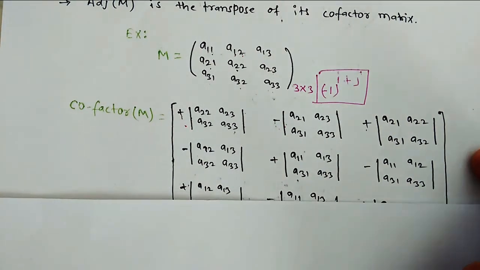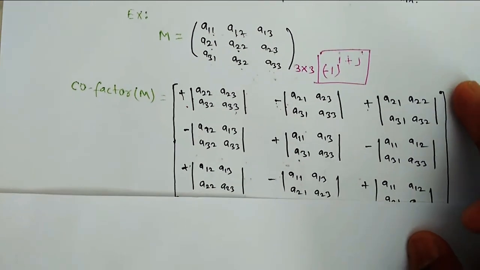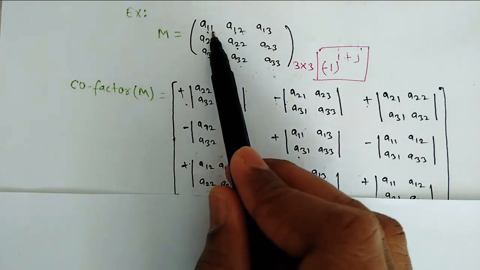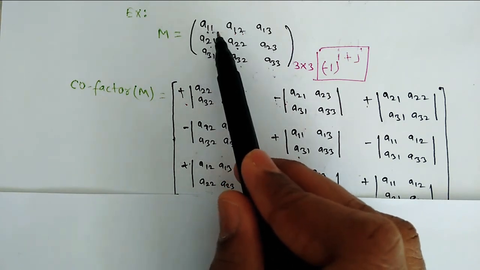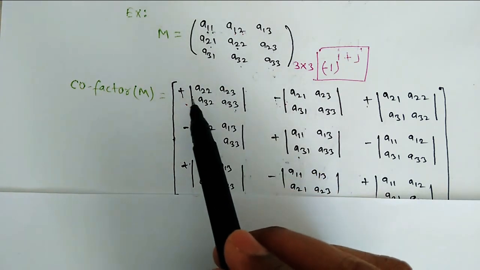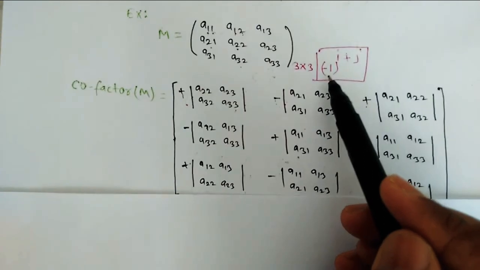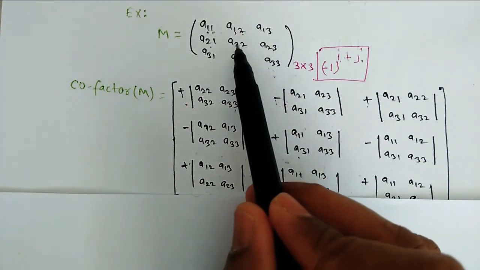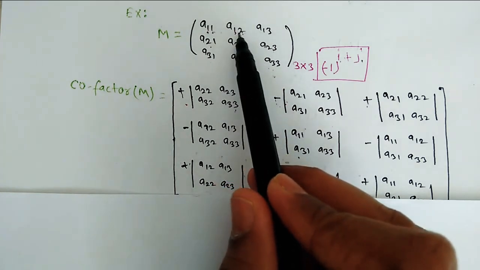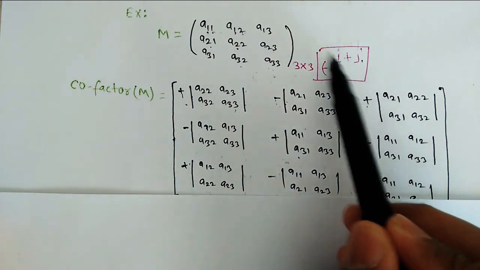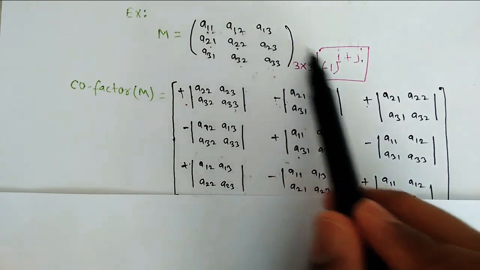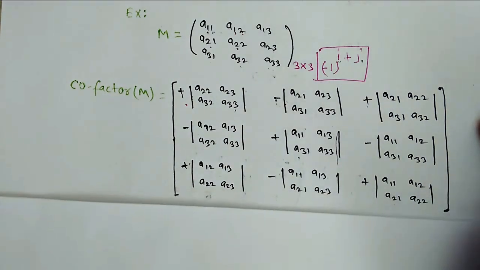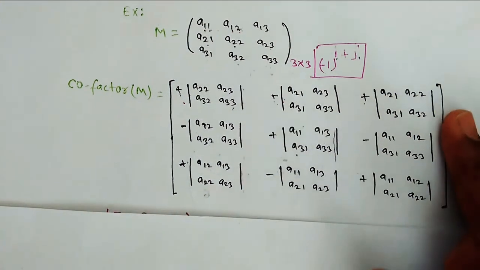So how do we put the plus sign and minus sign? The first index denotes i, the second denotes j. If the sum of i plus j is even, then you have to put a plus sign. So the simple formula for the sign is minus 1 to the power i plus j. Suppose you have to identify the sign of A12. Here i is 1, j is 2, so i plus j is 3. So minus 1 to the power 3 is minus. In this way you have to put the sign. So this is the cofactor matrix.